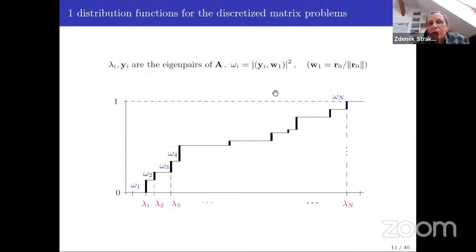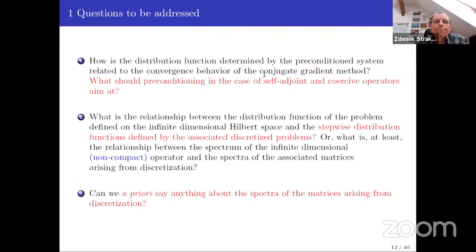For the matrices, things are simpler. I've already said the distribution function is just a stepwise function defined by the individual eigenvalues, and the sizes of the steps are determined by the projections of the normalized initial residual in the direction of the individual invariant subspaces. Okay, now what are the questions?